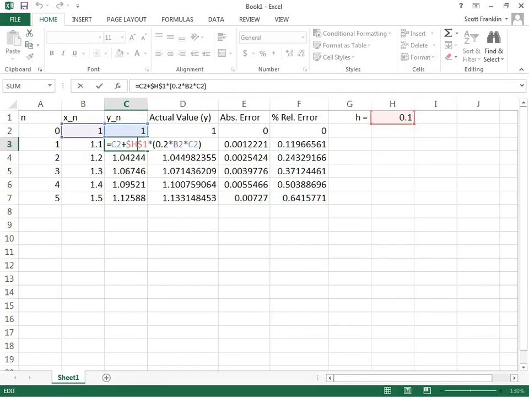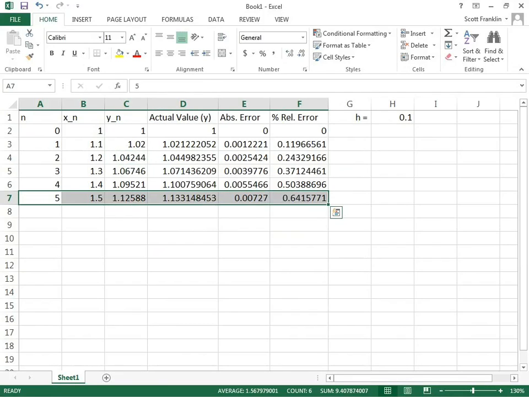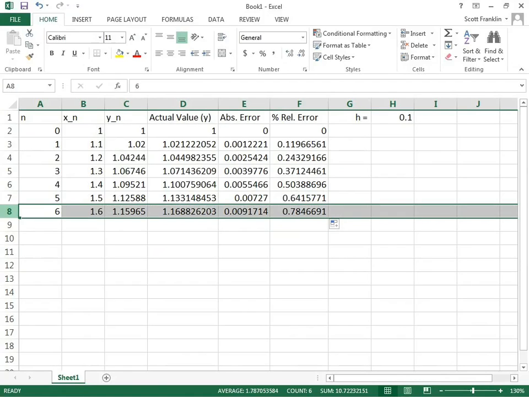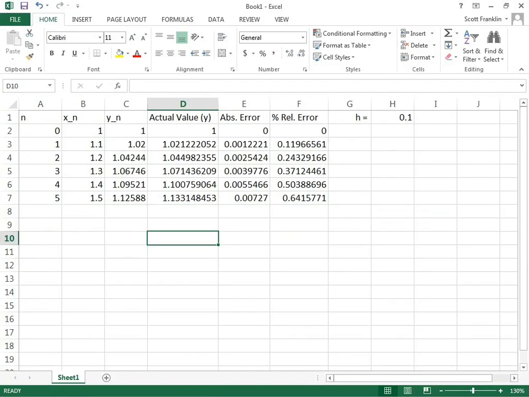Okay, and then I dragged that down. In fact, by the way, because all these formulas are relatively based, I could go further, but I really don't. If I drag this down, notice I can get 1.6. But the particular problem we're working on only asks for going through 1.5, so that's why I stopped there. Took me 5 steps to get there.